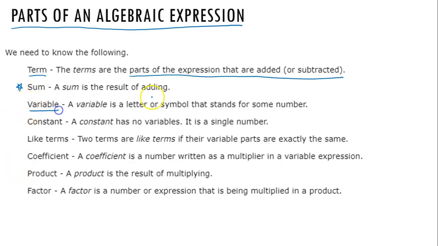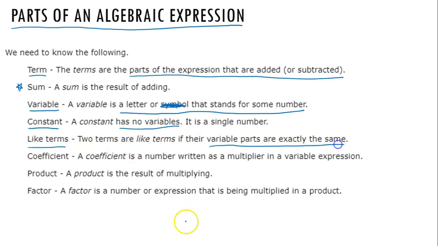A variable is a letter or symbol that stands for some number. And if you want to, you can just write letter, a letter that stands for some number. A constant has no variables. It's a single number. So like 5 is a constant, -7 is a constant. Like terms. Two terms are like terms if their variable parts are exactly the same. So like 3x squared and 4x squared are like terms, but 3x and 4x squared would not be, because their variable parts have different exponents. So the variable parts have to be exactly the same.